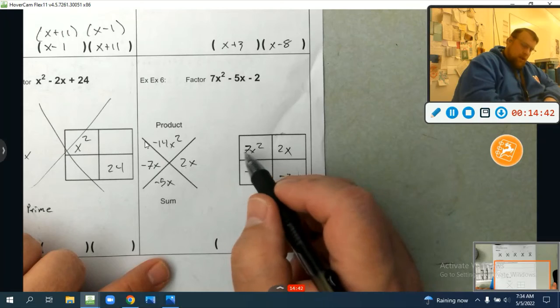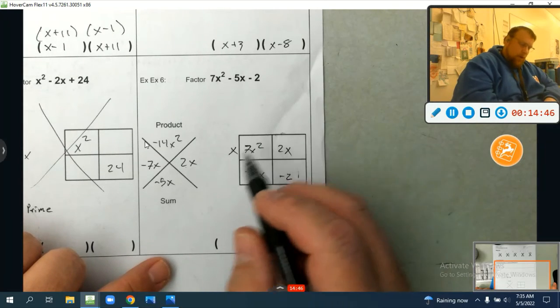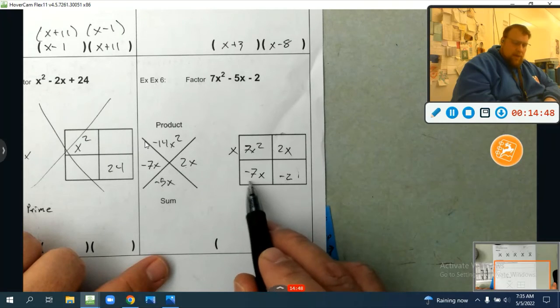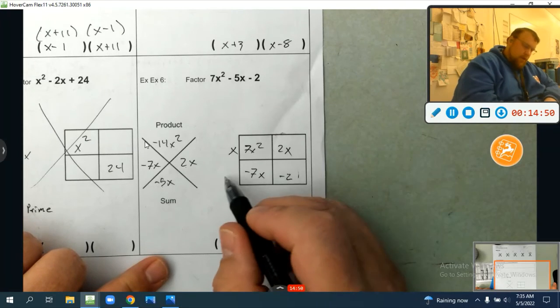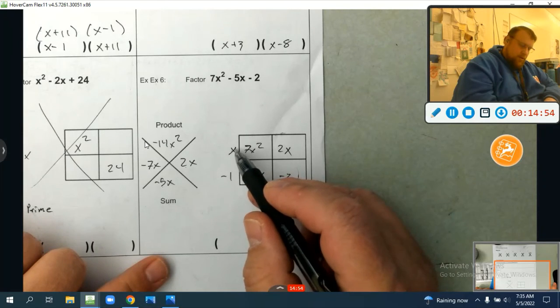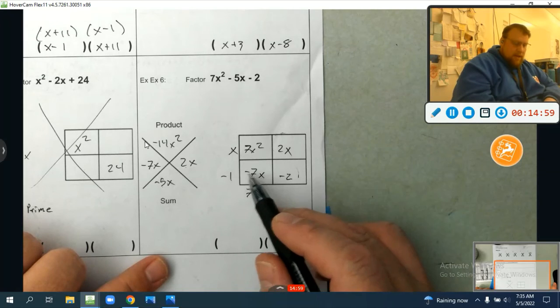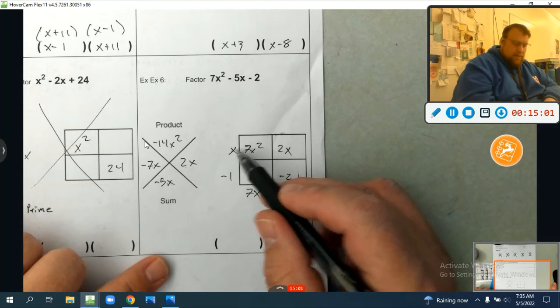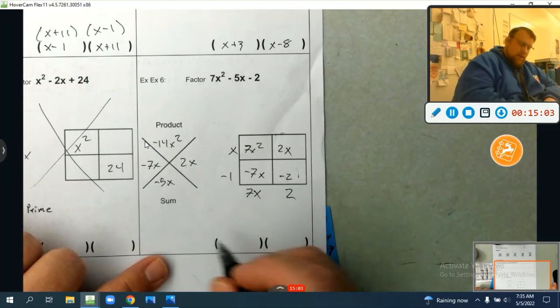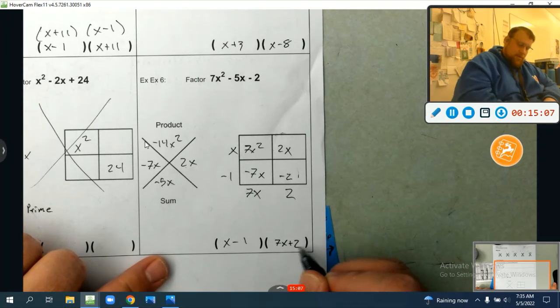Up here, what can I pull out? Still just an x. What times x is 7x squared? Or I'm sorry, I'm not down here. What can I pull out of a negative 7x and a negative 2? Negative 1. What do I multiply times x to get 7x squared? Well, 7x. 7x times negative 1 is negative 7x. Perfect. What times x is 2x? Well, 2. So my answer is x minus 1, 7x plus 2.